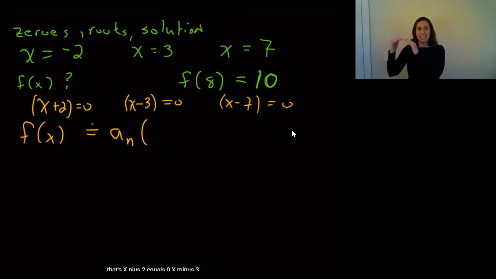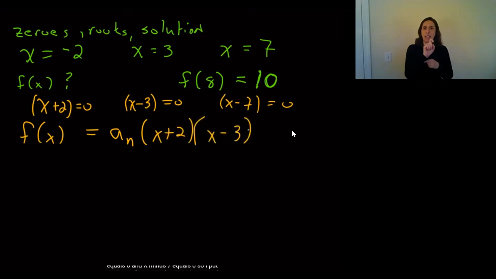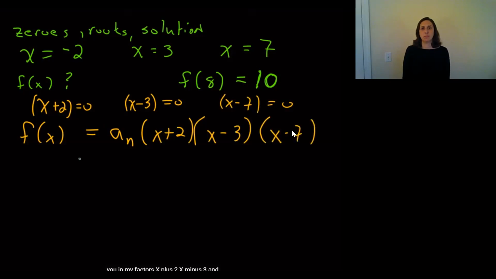So I put in my factors: x plus 2, x minus 3, and x minus 7. And so we have the form that our polynomial function is going to have. We don't know the leading coefficient, but we have each of the linear factors. Well, let's find the leading coefficient.